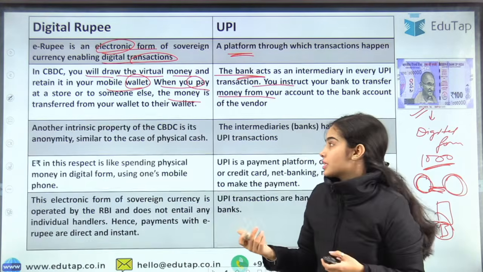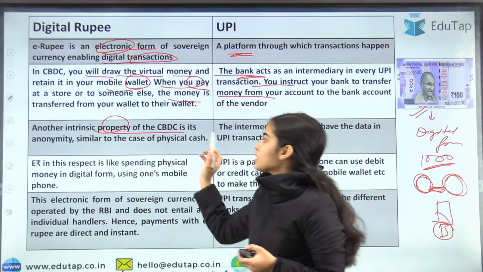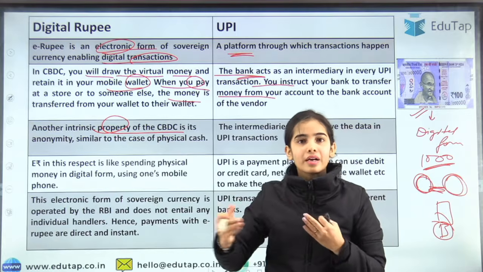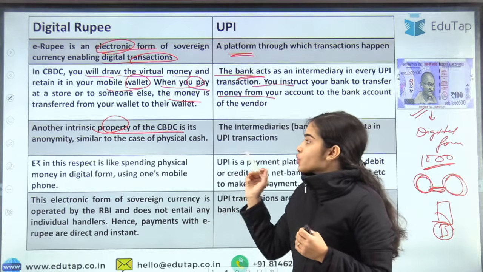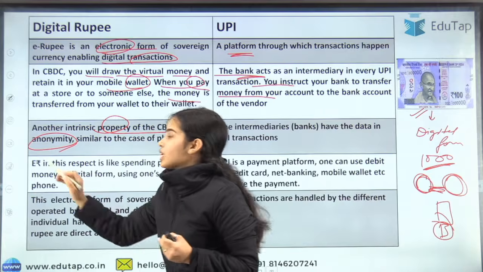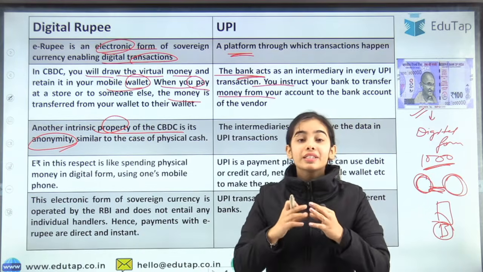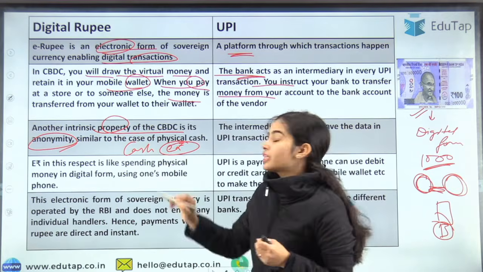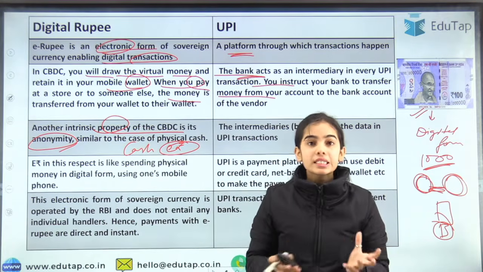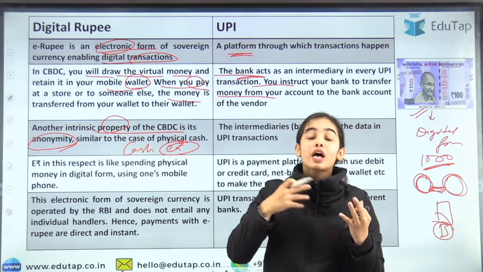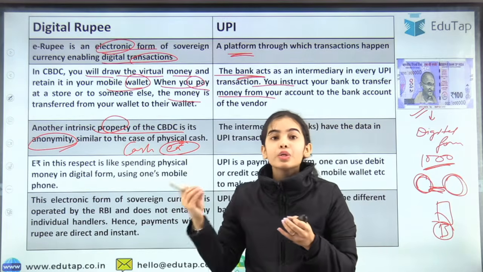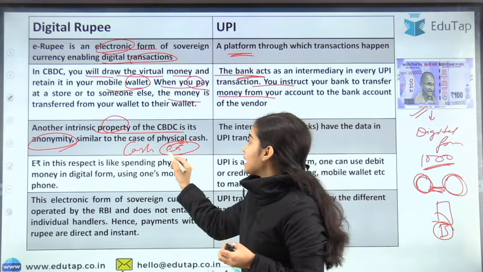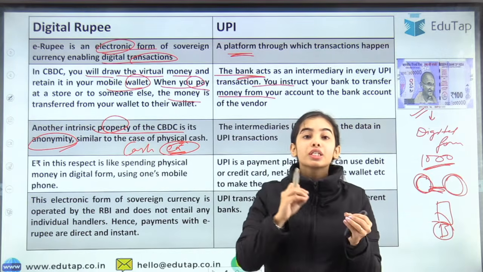Another intrinsic property of the CBDC is its anonymity. Now you will say, but it will leave a track, right? A footprint it will leave. So now the Deputy Governor of the RBI has said that like cash has anonymity, similarly the e-Rupee will also be provided with anonymity. We will be providing such technology so that anonymity is involved, because cash has some kind of anonymity. Similarly, the e-Rupee is just physical cash in digital form.